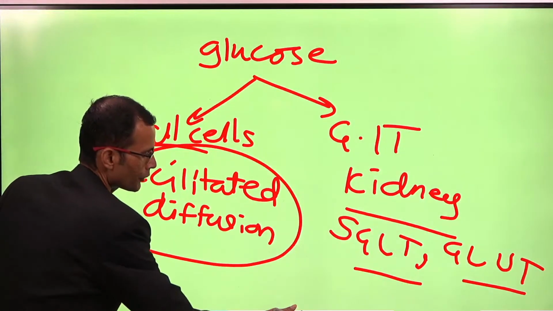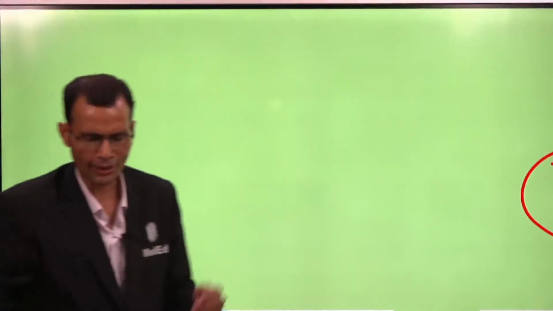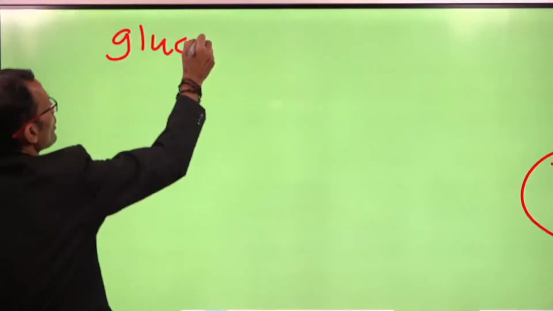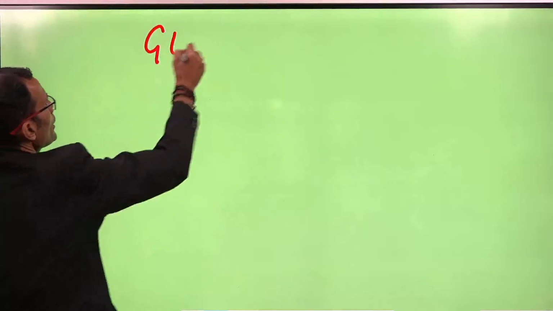By facilitated diffusion. What are the various examples? Let's have a look. Quick synopsis. I know you must have done this. So here we go. GLUT 1. There are various types of GLUTs. Facilitated diffusion of glucose uses these various GLUTs. GLUT 1.